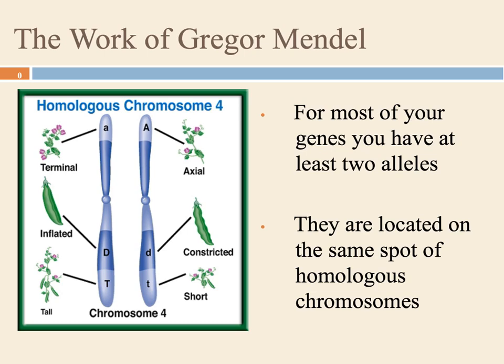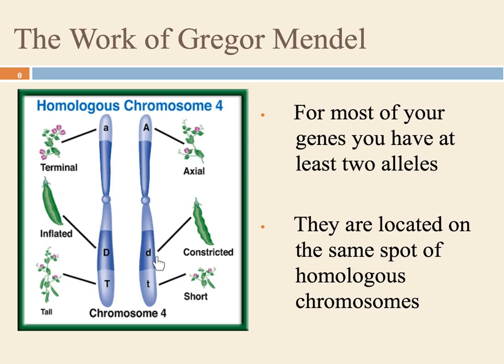So we've already talked about homologous chromosomes when we talked about meiosis. Remember, homologous chromosomes are chromosomes that contain the same genes on them. So here you see chromosome 4 for pea plants. In this chromosome, you will find the gene that has terminal flowers. And then this allele, this version of that gene, has axial flowers.